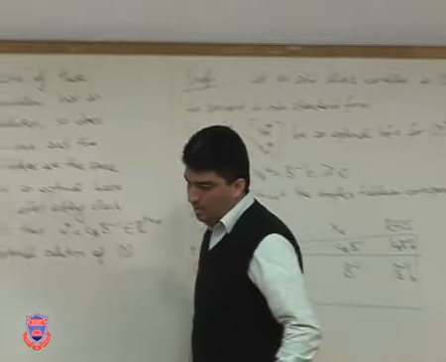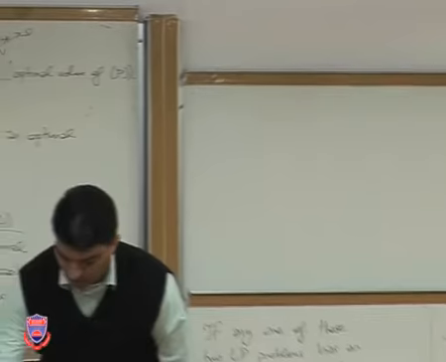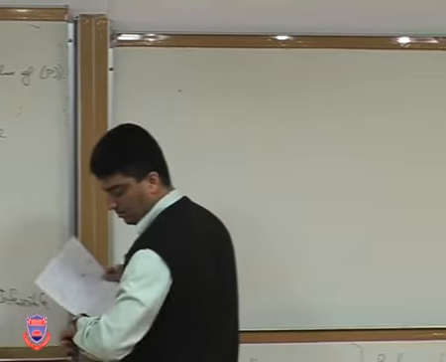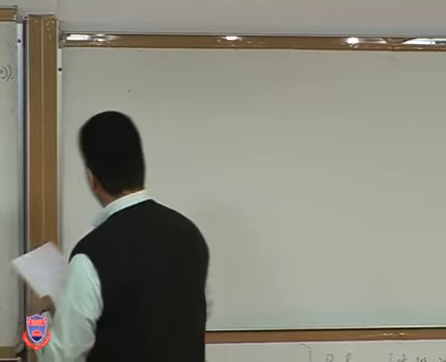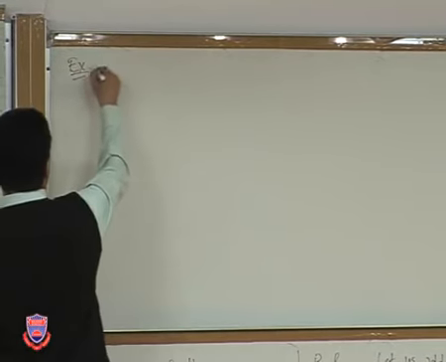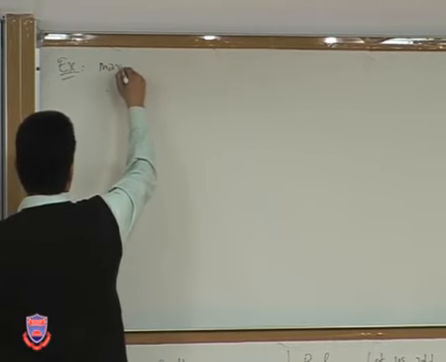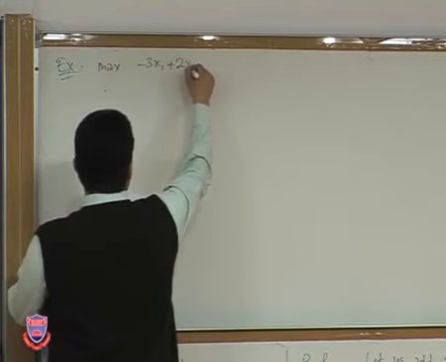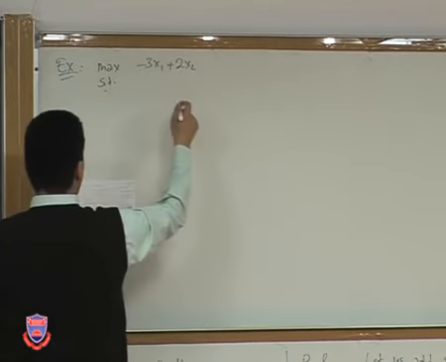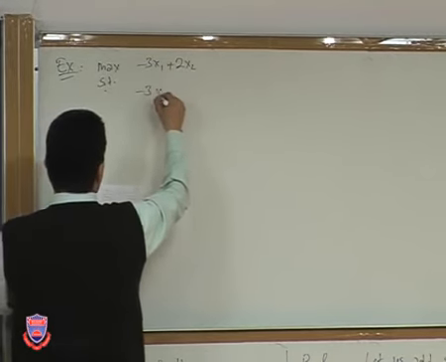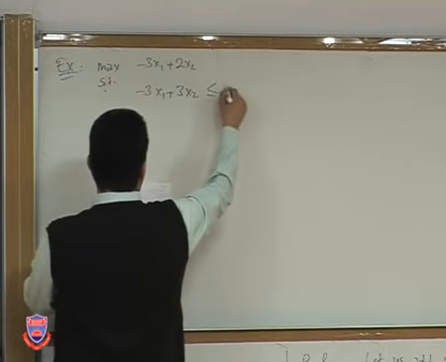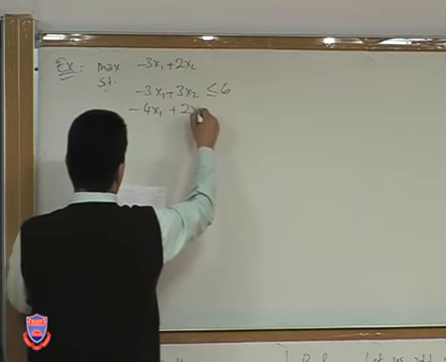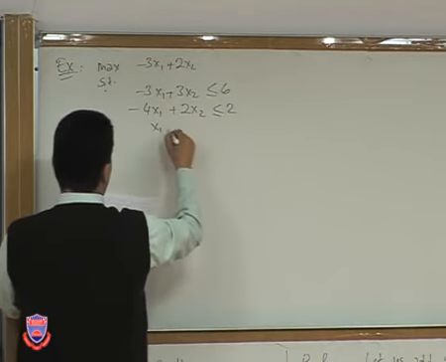All right, so now let me give you an example just to illustrate the strong duality theorem. So suppose that the primal problem is given by the following. Maximize minus 3x1 plus 2x2 subject to minus 3x1 plus 3x2 is less than or equal to 6, and minus 4x1 plus 2x2 is less than or equal to 2. And x1 and x2 are non-negative.